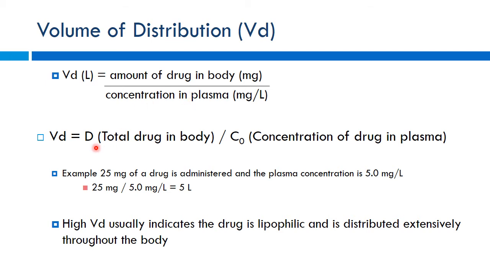So again, basically you can also look at this as the volume of distribution will equal the D, which is going to be the total drug in the body, divided by the C0. And so this is going to be an important concept we'll come back to. That's going to be the initial concentration that we'll measure in the plasma.